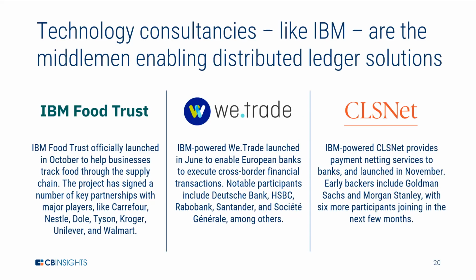One key trend that we're seeing is the role of tech consultancies like IBM in this space. IBM, in particular, continues to double down on DLT in terms of headcount and resources devoted to the technology. Here are 3 projects that IBM has really spearheaded with partners that range from food supply chain on the left to cross-border transactions to payment netting. So, the idea of tech consultancies enabling DLT is certainly an interesting trend that we'll continue to watch.